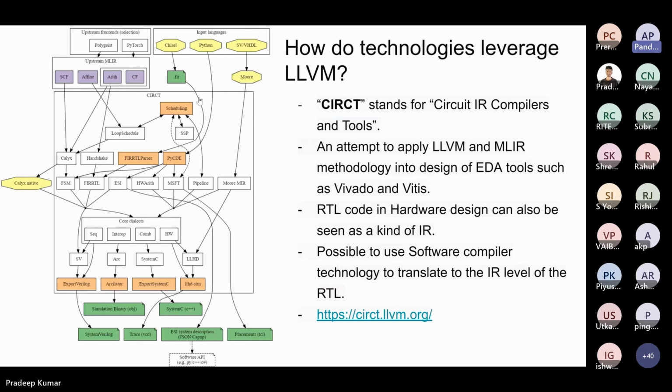So how it does this is basically the RTL code, which is the low-level hardware description code. In hardware design, it's like an IR, an intermediate representation. So we can use software compiler technology to translate the IR level of the RTL. It's a very interesting project, and it's currently under very active development. It has its own website, circt.llvm.org, so you can definitely check that out. So yeah, next slide, please.